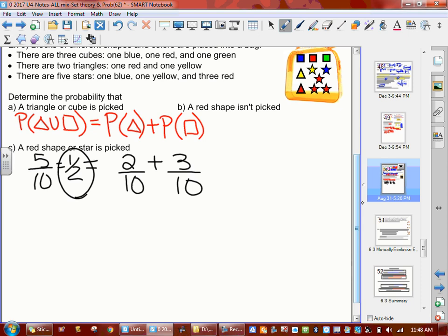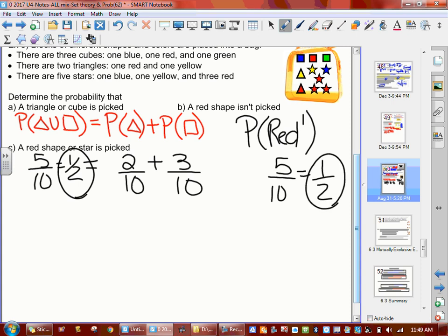Now we're going to go over to B. A red shape is not picked. So what we want is this. Probability of red prime. That's what we're looking for. That means probability no red. Well, how many red objects do we have if we count them in the bag here? 5 red objects. So if we have 5 red, how many are non-red? 5. So that's going to give us 5 out of 10, which is half.